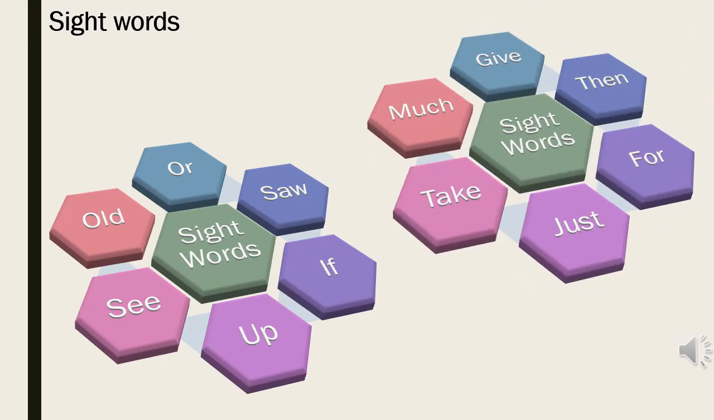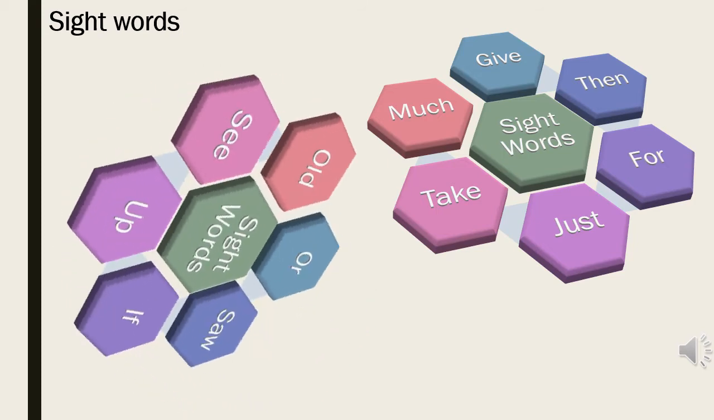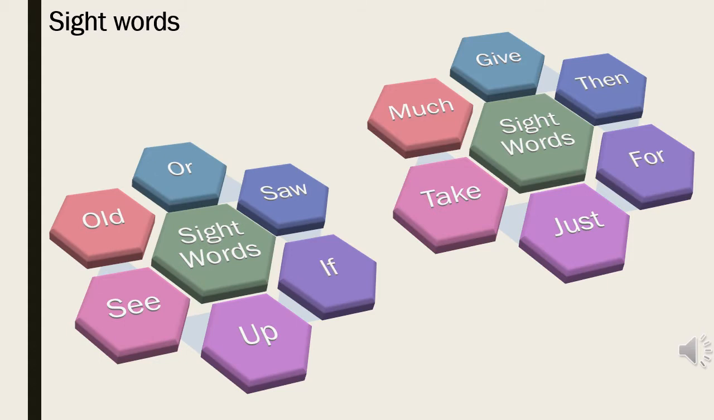Okay, these are the sight words which have been taken from the lesson itself. Okay, so first thing what you have to do is you can take 5 sight words at a time, and when we say sight words, the child has to look at the word and say what it is. Okay, so here it goes. Give, then, for, just, take, much, or, saw, if, up, see, old.